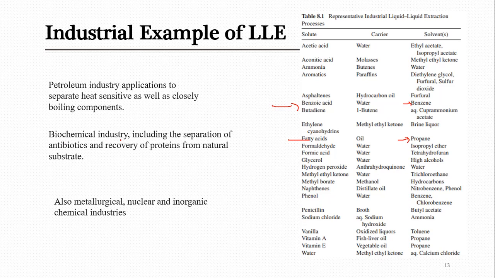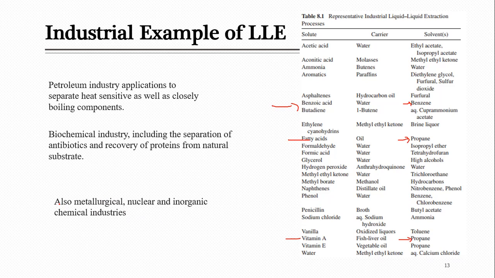Next, in the biochemistry industry, liquid extraction is also widely used, including the separation of antibiotics and recovery of proteins from natural substrates. You can see a few examples related to this in the table. At the end, you can see there is vitamin A, and if you have to extract or separate it from fish liver oil, you bring in some propane, which will extract vitamin A from this carrier, and then they get separated. So these are examples from the biochemistry industry, these vitamin applications.